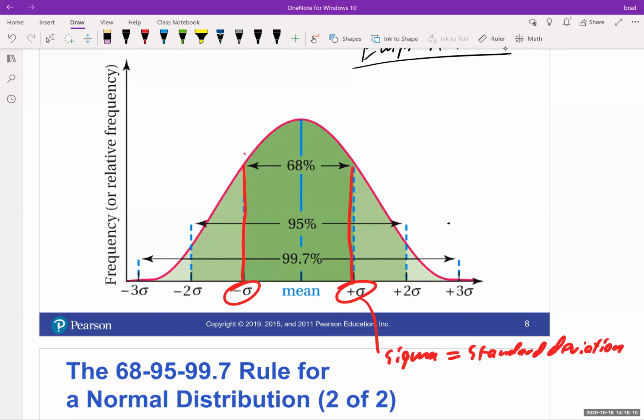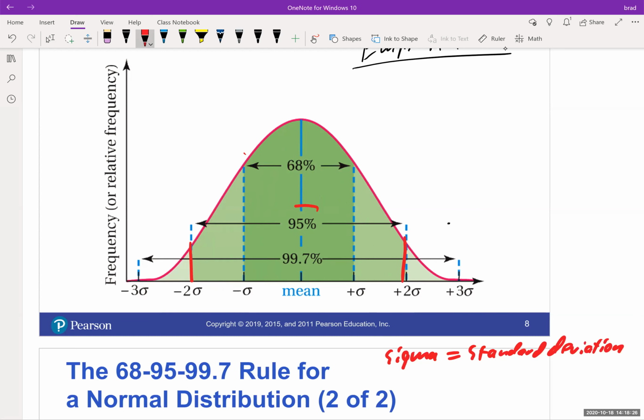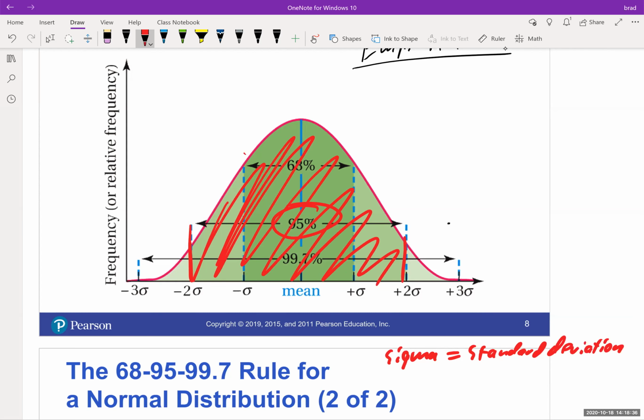Okay. Now, what they say next is if you go 2 standard deviations, so now you're way over here, and then you were to shade in this area, if you had 100 scores, let's say test scores, 95% of them. So they go from here to here, 95% are in this little shaded area. Meaning if you had 100 scores, 95 scores were between -2 and +2 standard deviations.